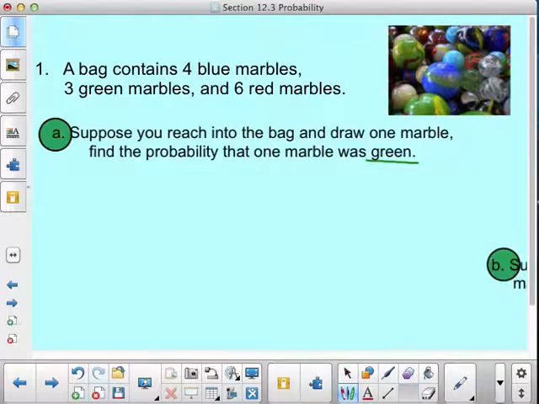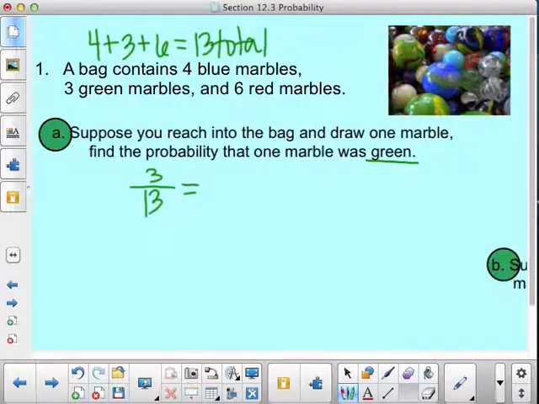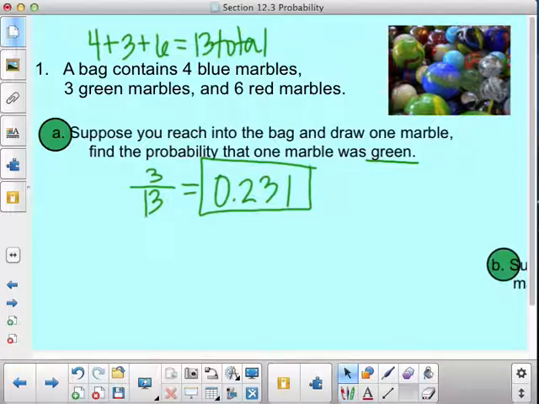Well, I need to know how many marbles total are in the bag. So there's 4 blue, 3 green, and 6 red, so there is a total of 13 marbles. So in order to be green, well, there's 3 green out of a total of 13. So if I take 3 divided by 13, I get 0.231, always round to 3 decimal places. And in this case, that would be 23.1% that you will get a green marble.